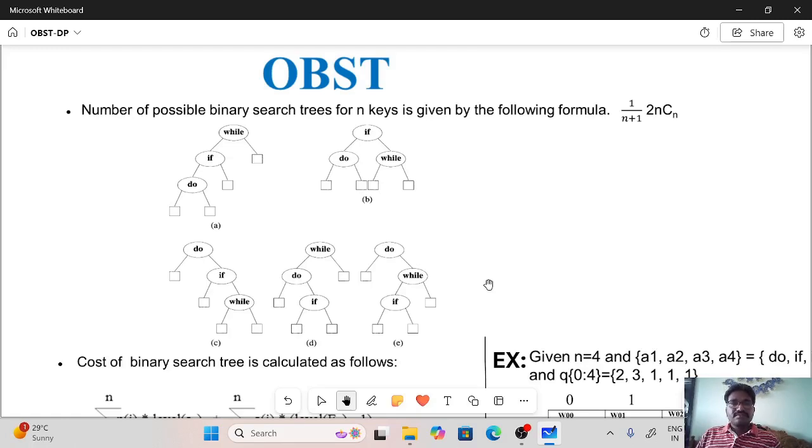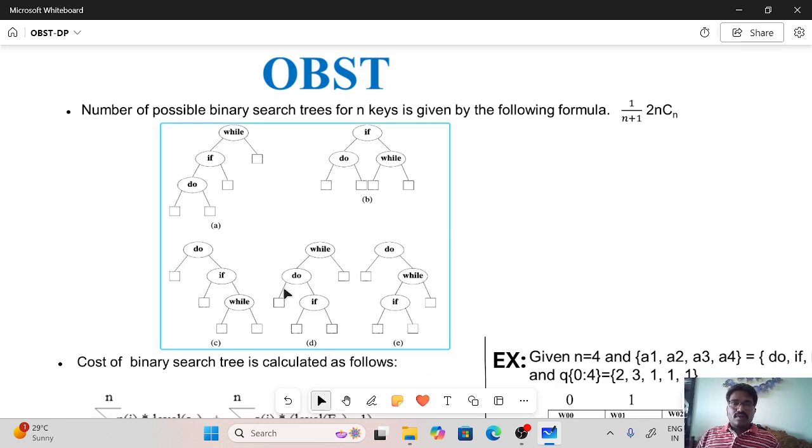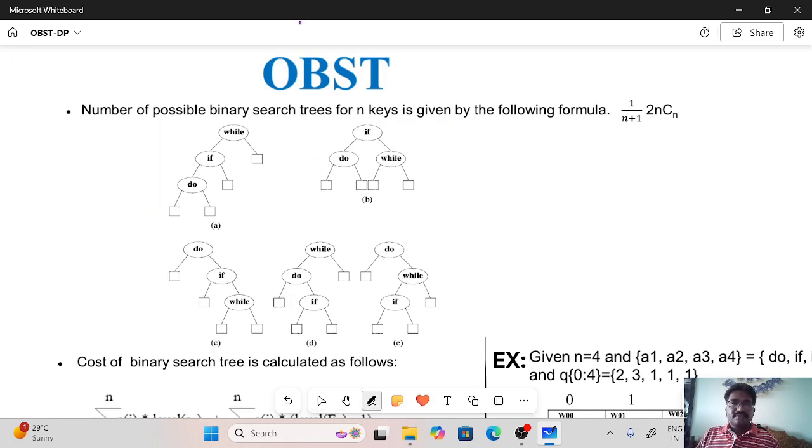In this session, I am going to discuss the optimal binary search tree. It's simply labeled as OBST. So first, I will recall what is a binary search tree.